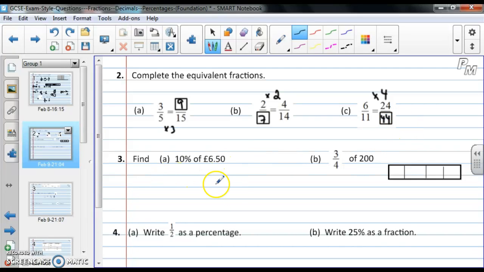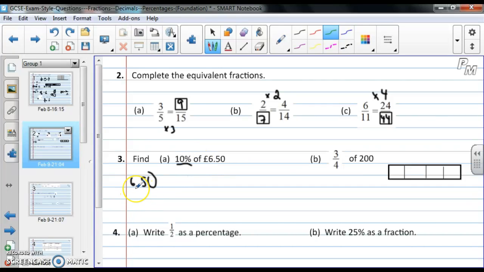All right. Now, to find 10% of £6.50, you are going to divide that by 10. So you need to do £6.50 divided by 10. You're going to pause the video again, and then I want you to do your work in your book.